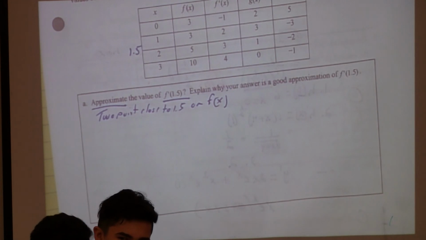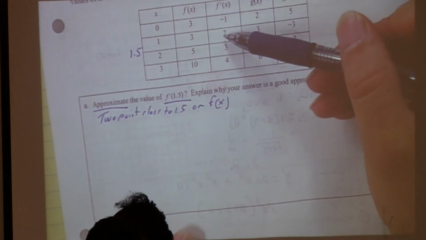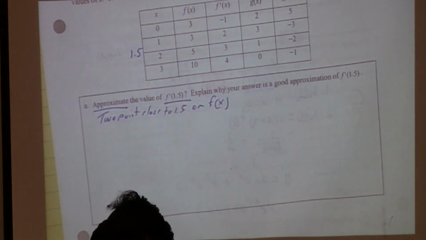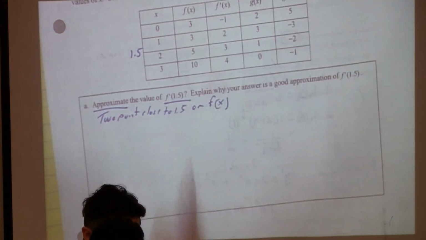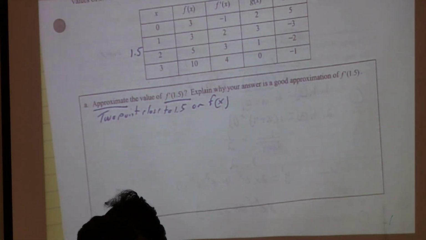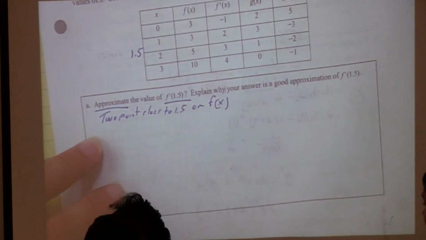Kids always mess up and they get these guys, and they use these guys and they mess that up. So be careful. It's 2 points close to 1.5 on f. Well, if you use f prime, then you're getting f double prime. You're getting the second derivative, because you're finding the slopes on the first derivative. Does that make sense? Alright, so be careful. So let's do it.